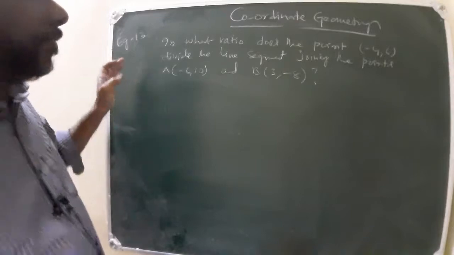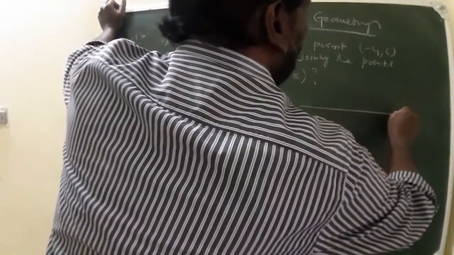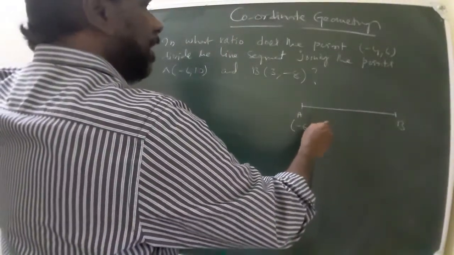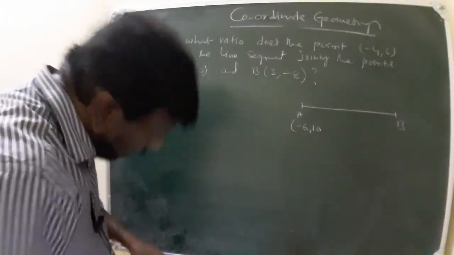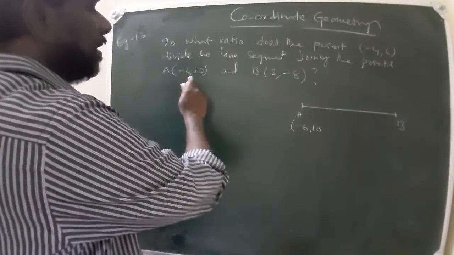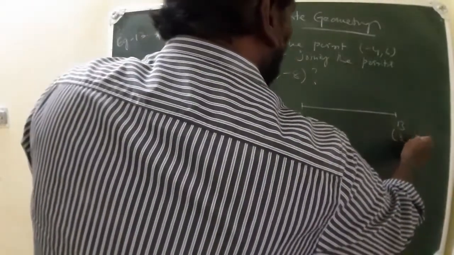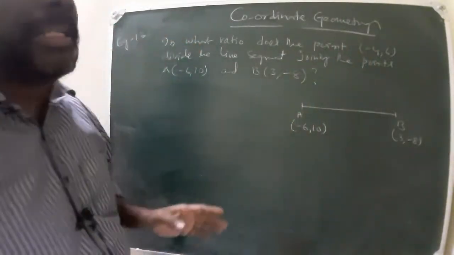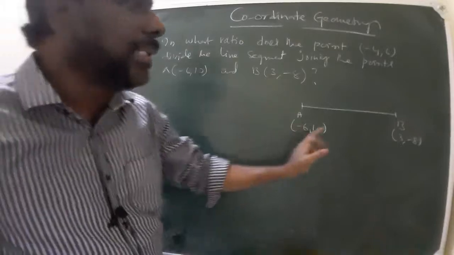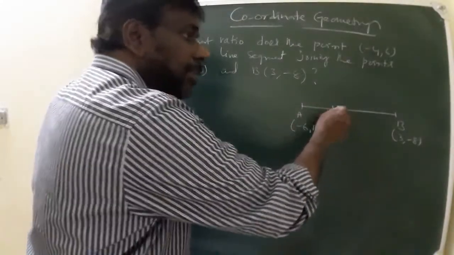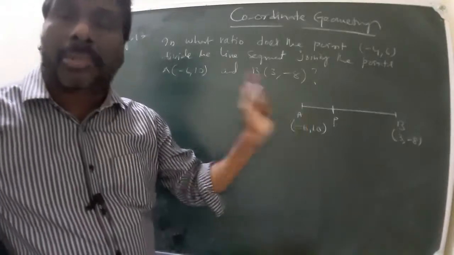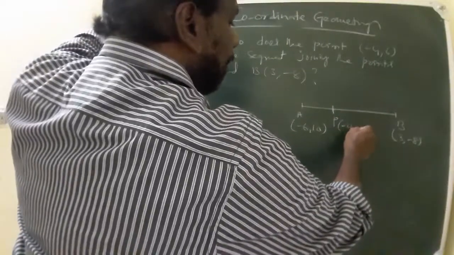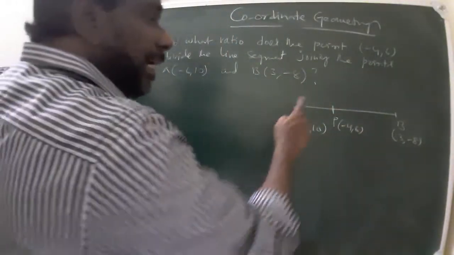Here actually one line segment is given. This is the line segment AB. Here A point is (-6, 10) and B point is (3, -8). In what ratio does the point divide it? This point divides the line segment joining these two points in which ratio? You can think of this as an internally dividing point. The point value is also given, but the ratio is not given.